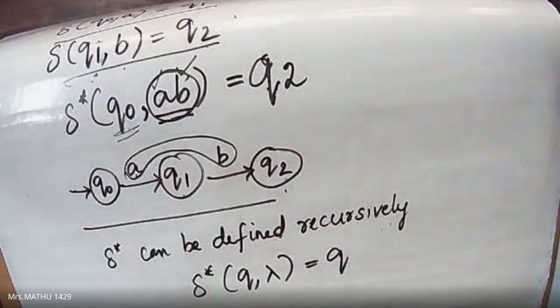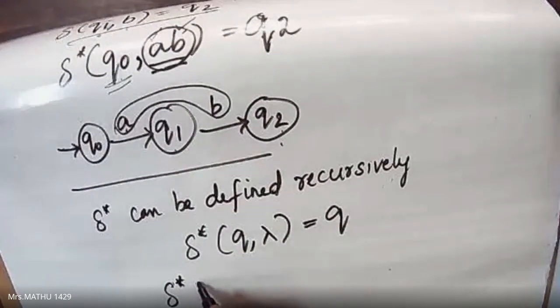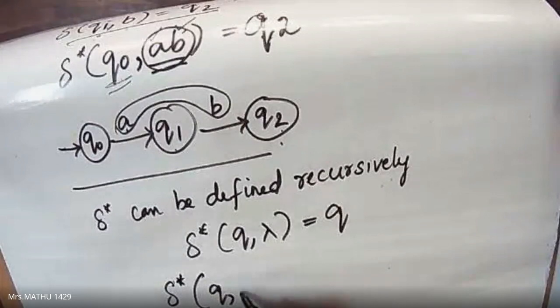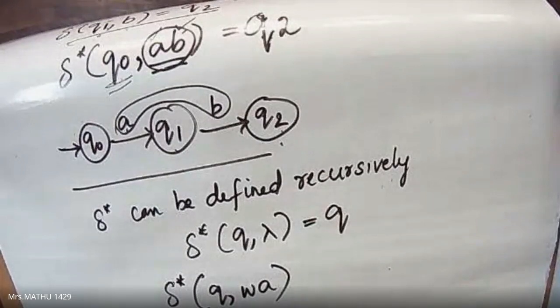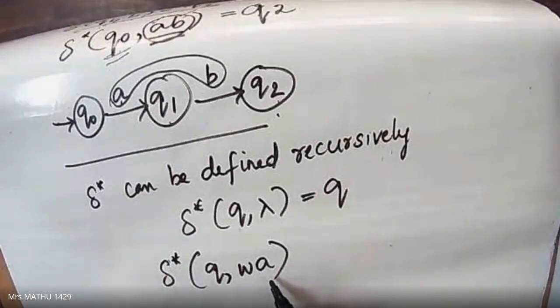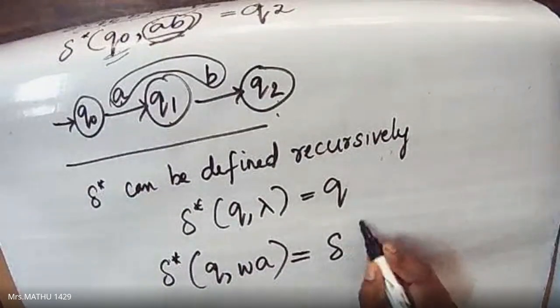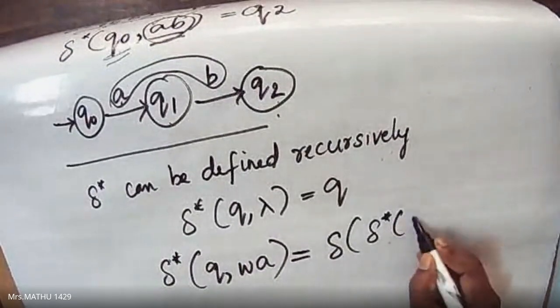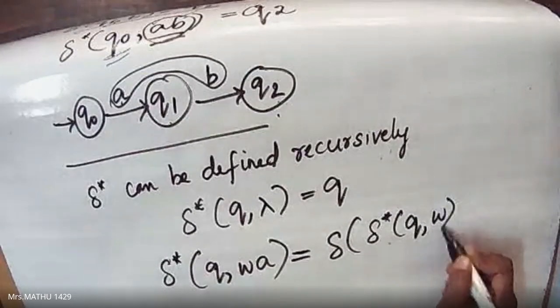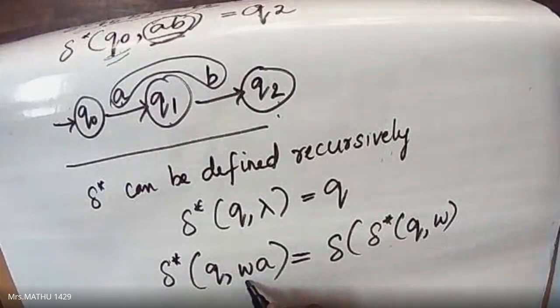When an extended transition function is given, how can we write it recursively? Delta star of q comma wa, let us assume that the initial state is q and the input string given is wa. This can be written as delta star of q comma w. We need to read the entire input string one by one. So first let us start with w.